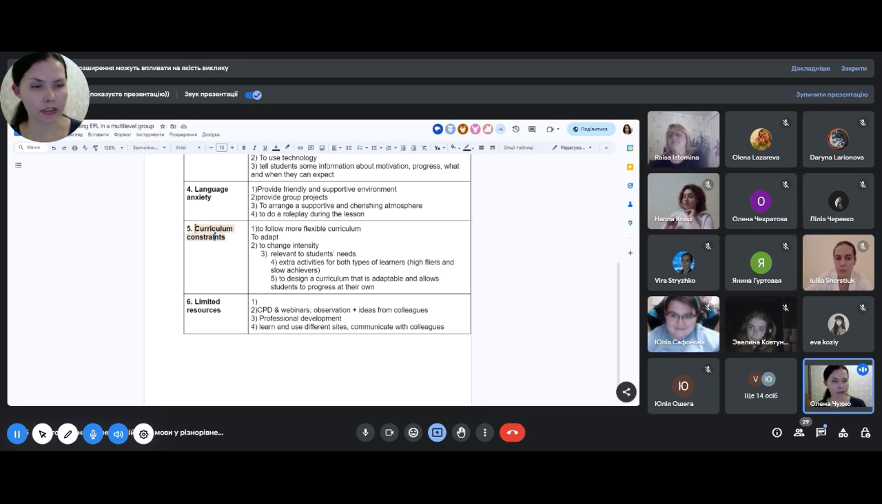Then extra activities. So no one prohibits us to complement the curriculum with some other activities. They will still correspond to the topic from the curriculum, but they will be either a bit easier or more difficult for our students. Okay. And the last issue, limited resources.